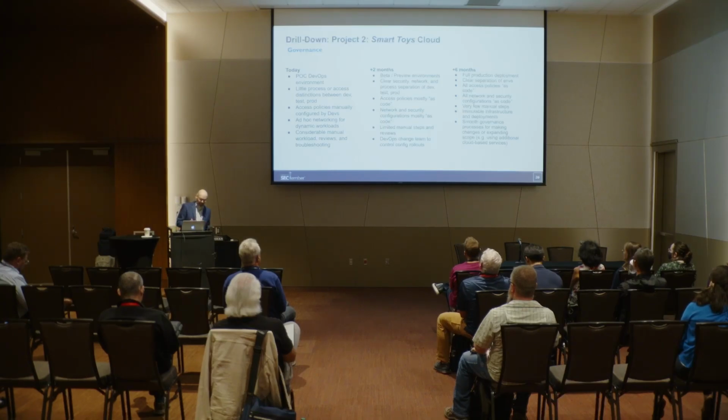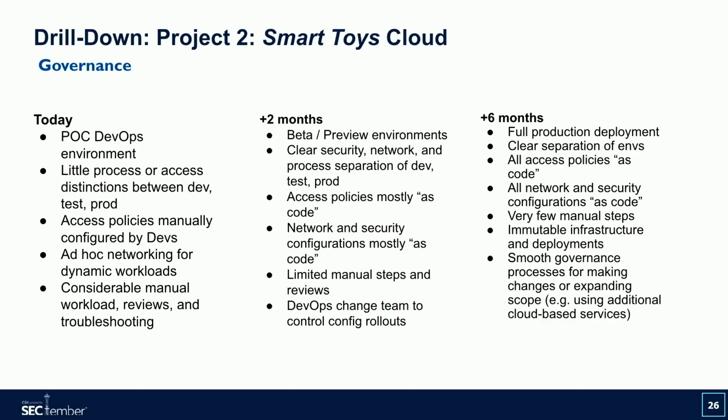But in 6 months, they want to have full production deployment. They want to have a very clear separation of those environments without manual interaction, and they want all access to be driven as code. They want to have immutable infrastructure and deployment so that if something goes wrong, or if there's a vulnerability, or they just have a new version, they tear it down, they spin up the new one based on the new image, and it gets updated. Your classic best practices around DevOps.